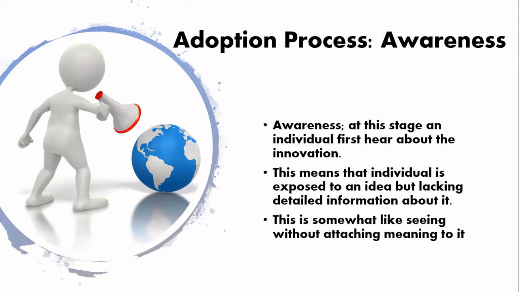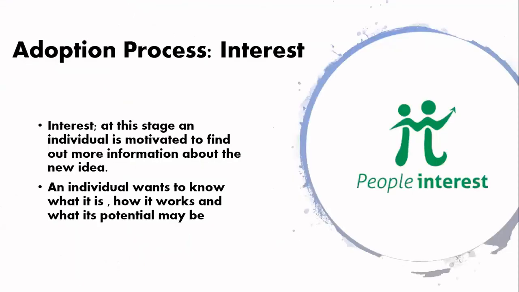Information about it is seen without attaching meaning to it. That means he knows there is some kind of product, but he can't further explain the positives, negatives, drawbacks, effectiveness, or other things. So this is called awareness, the first stage of the adoption process.